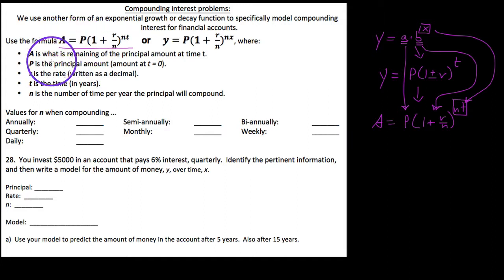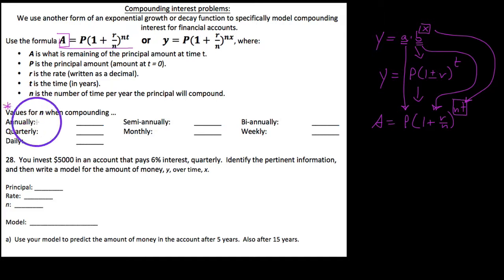So some quick things. This A here is going to represent what is remaining of the principal amount at a time t. So what is remaining of the principal amount at time t is our A value there. P is our principal amount, so specifically at time 0. R is the rate, where R is a decimal. T is the time in years. And then lastly, we're going to say that N is the number of times per year that the principal compounds. So of all the things in this, besides typing it in a calculator, N is going to be the one value that we want to make sure that we talk about.